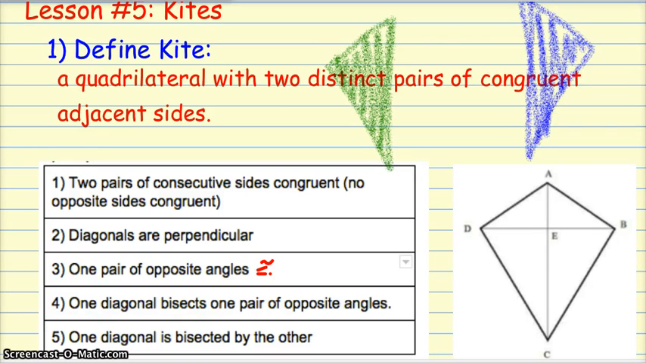This lesson will go over the properties of kites and how to use those properties to find missing angle measures. The definition of a kite is it is a quadrilateral with two distinct pairs of congruent adjacent sides.